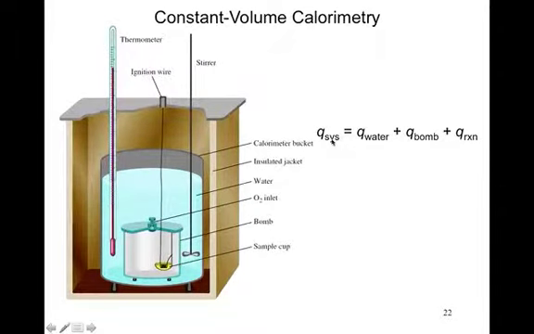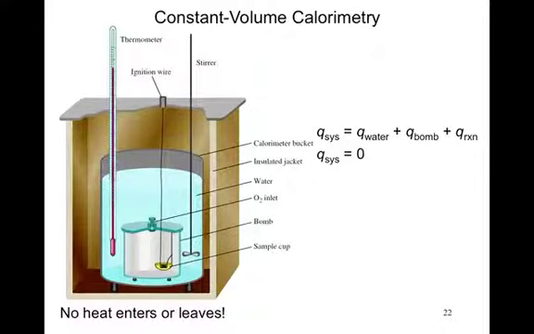So here we say the heat of the system is equal to the heat of the water plus the heat of the bomb plus the heat of the reaction occurring here, because there shouldn't be anything else in the system that's really affecting this. We say no heat enters or leaves. So the Q of our system must be 0 if no heat can enter or leave the system.